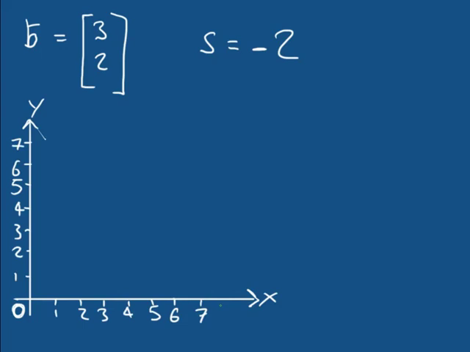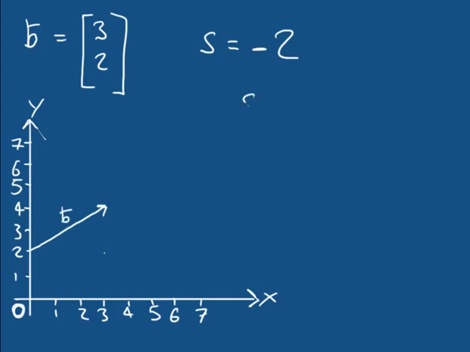Again, it's free to float around in Cartesian space, but I need to pick a place for it so that I can draw it. In this case, let's start with a value of 0 in x, 2 in y, and we know it travels 3 units in x, 2 units in y. I'm going to get a vector that looks like this. So this is our vector b.